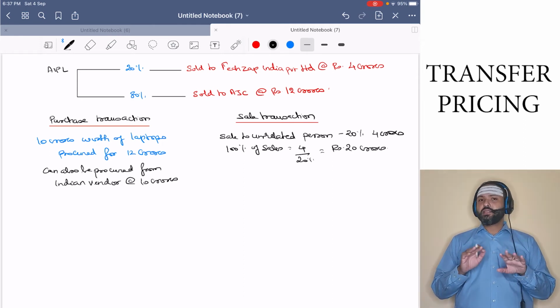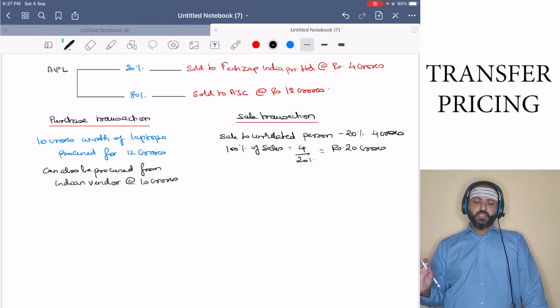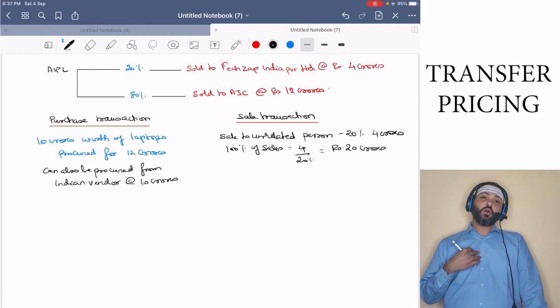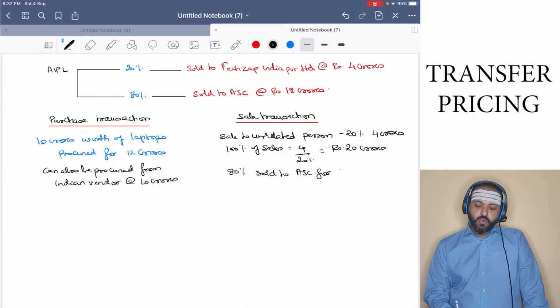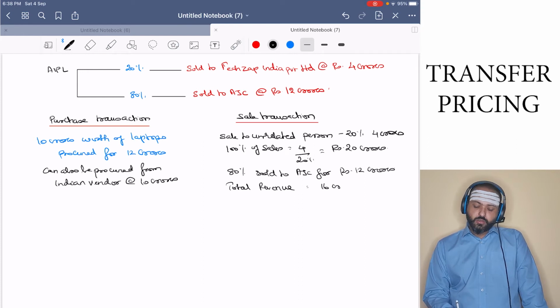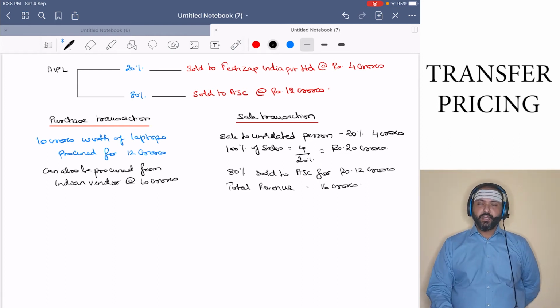Okay, let us assume that there is no closing stock because they have told that 80% is sold, 20% is sold, so there is no closing stock. So let us keep things simple. So sale has been effected to the extent of 4 crores for 20% of produce, which means the entire lot should have been sold for 20 crores. But what has happened? 80% sold to AJC for rupees 12 crores. So total revenue, what is the total revenue? 16 crores. So this is the total revenue generated by AIPL, Acer India Private Limited.